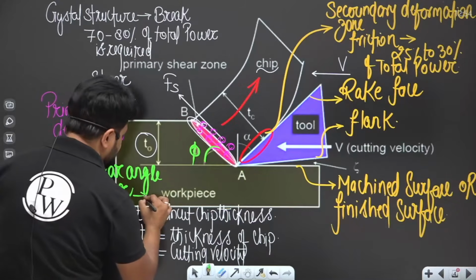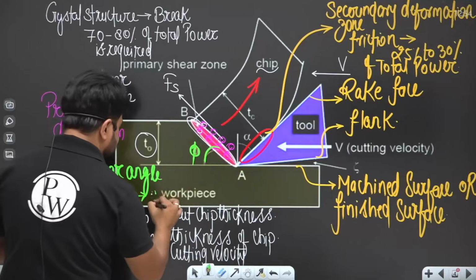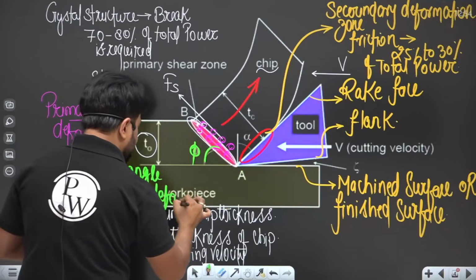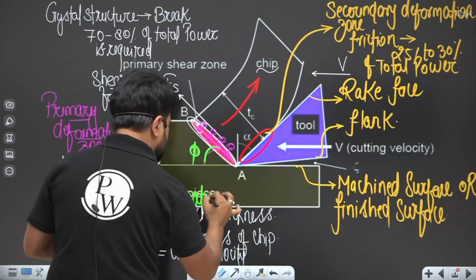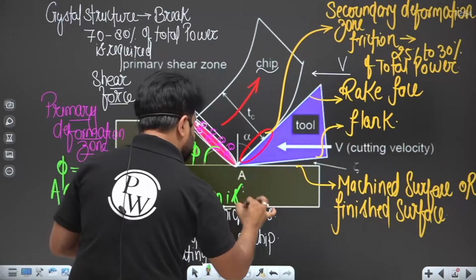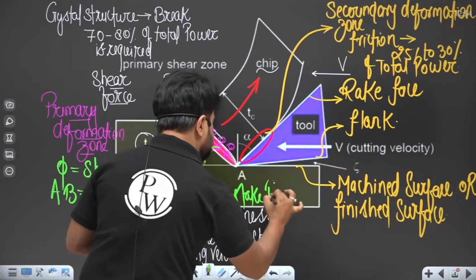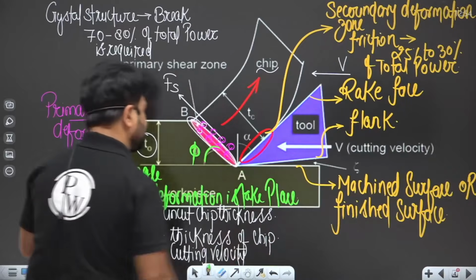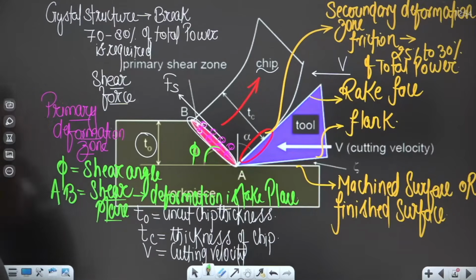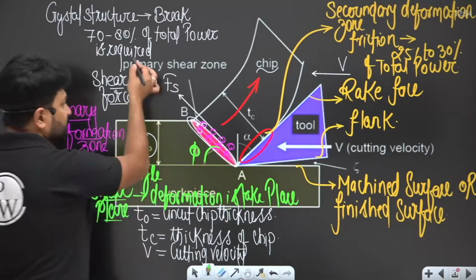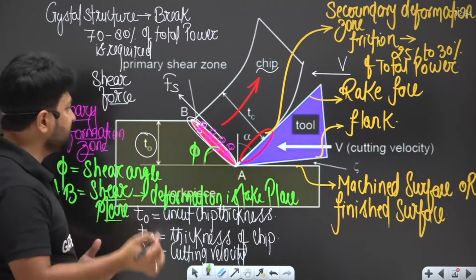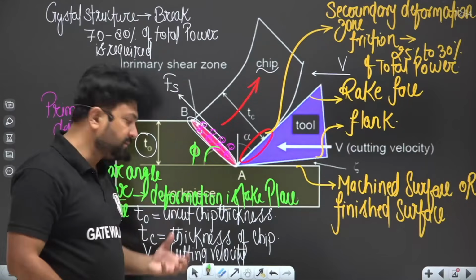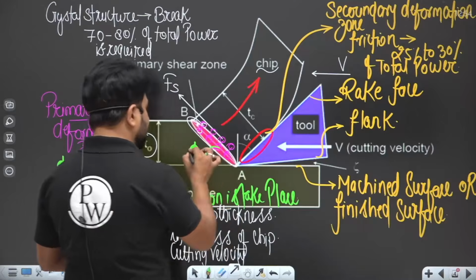Deformation takes place where? In the shear plane, right? Because shear force is acting. So I hope a lot of things are clear from this figure. And let me give you, phi is a shear angle.